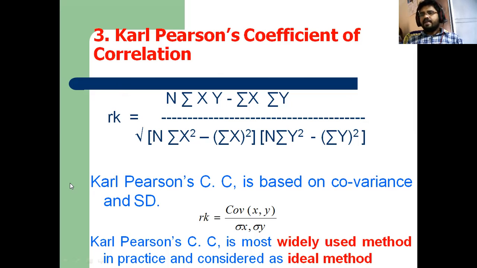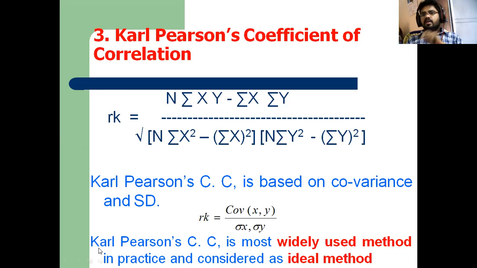Another formula: the Karl Pearson coefficient of correlation is based on covariance and standard deviation. Sometimes they will ask that question. The Karl Pearson coefficient of correlation is the ratio of the covariance of x and y to the standard deviations of x and y. That is, the covariance of x and y divided by the standard deviation of x into the standard deviation of y.